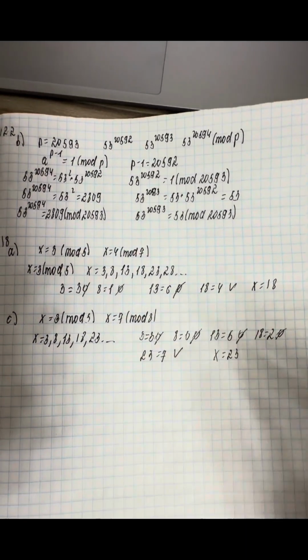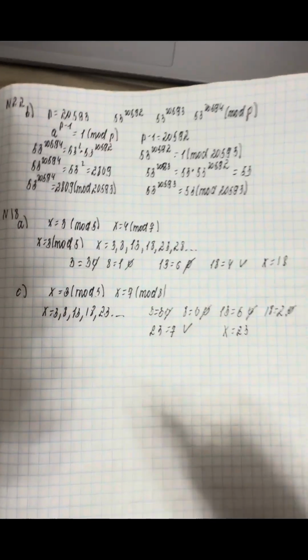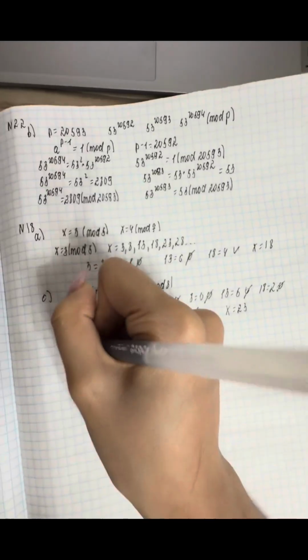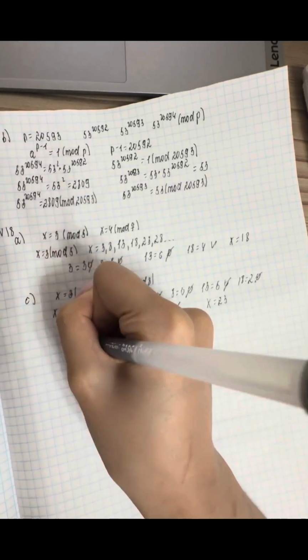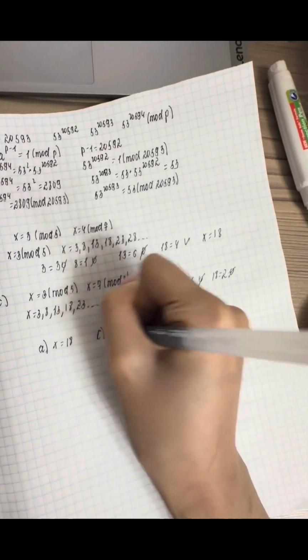While listing solutions of the first congruence and checking the second one, we find the smallest one. The solution in part A is x equal to 18, and in part C it is equal to 23.